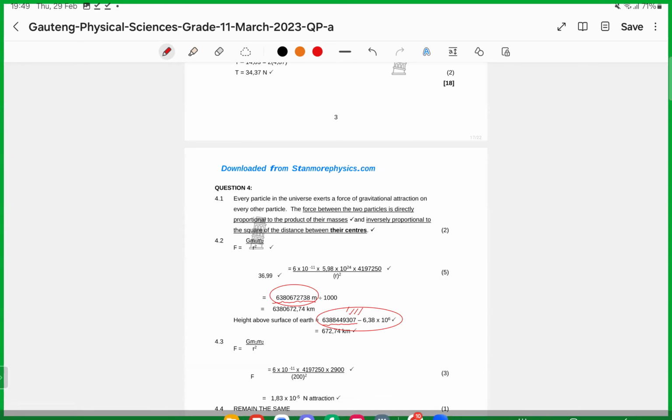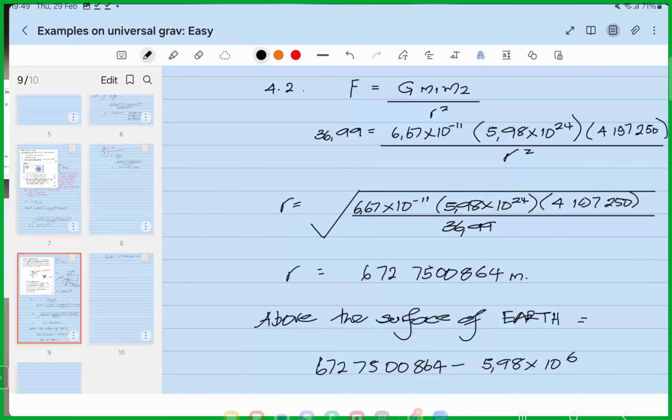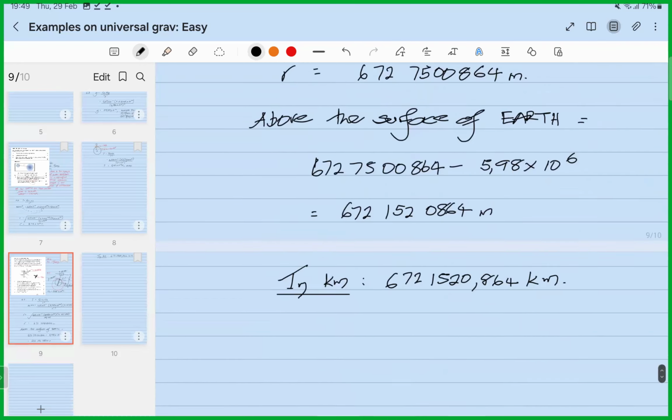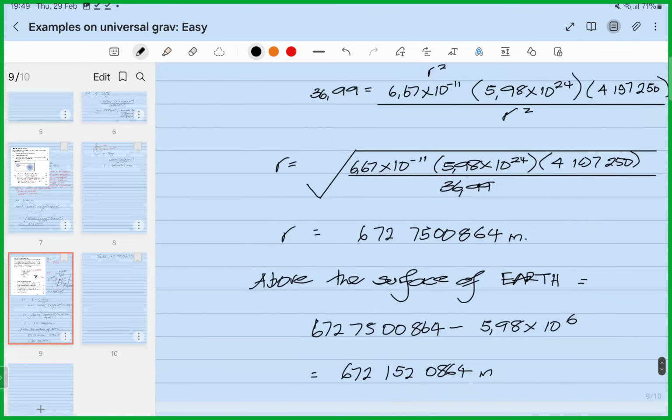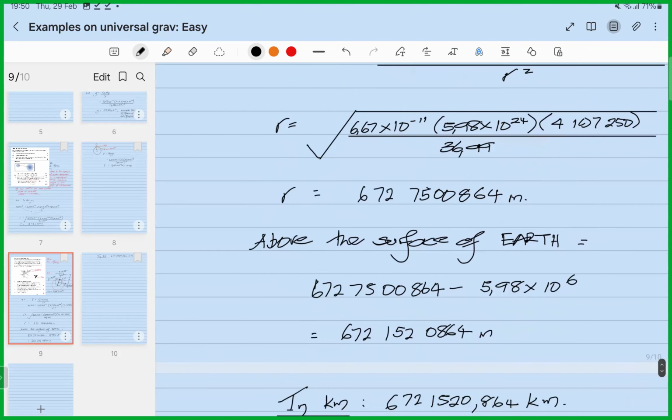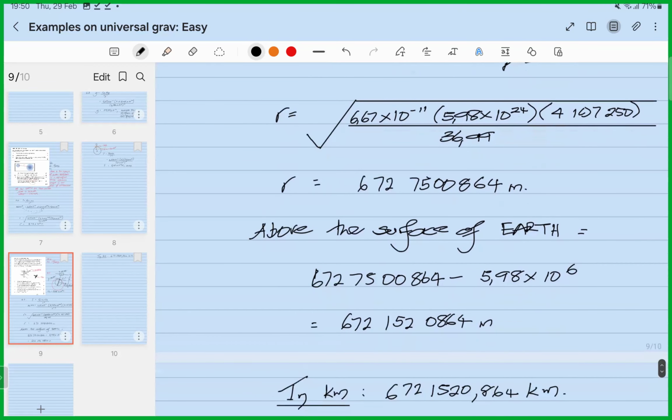So yeah, they gave some horrible values there. So I just rechecked our method, and these values were all correct. So there's probably something wrong with the way the question is set out. Please don't use 6 times 10 to the minus 11. It has to be 6.67 times 10 to the minus 11. Sorry, and there's the mistake here. It's supposed to be 6.38 times 10 to the 6. I don't think it'll make much of a difference though.